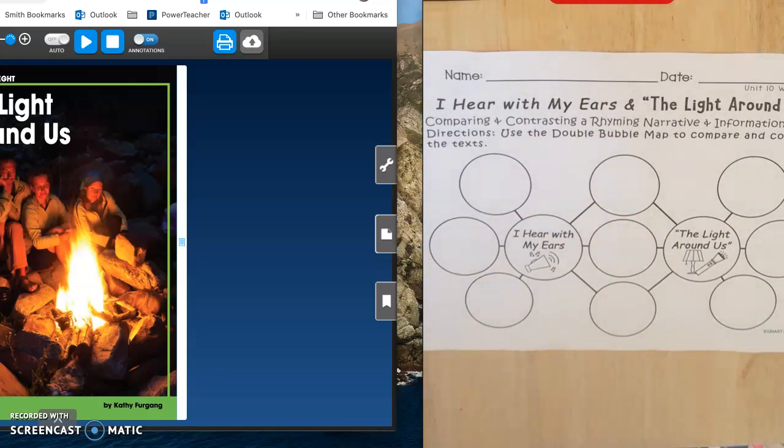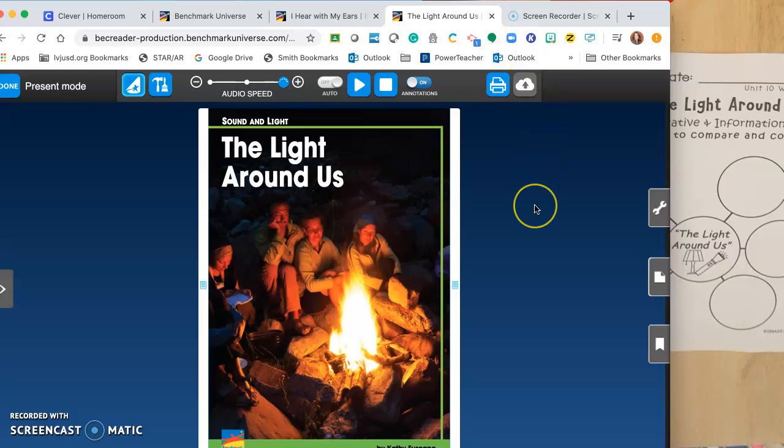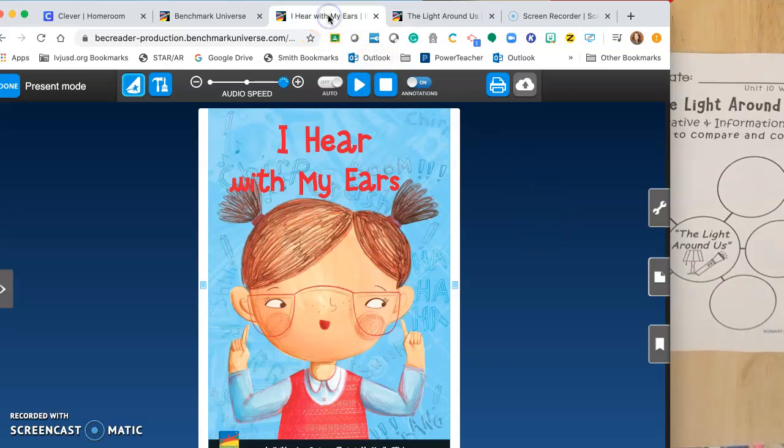So we have been reading The Light Around Us all week, so I'm not going to reread that text. If you need to reread it yourself, you can go to Benchmark and reread the text. We are going to read I Hear with My Ears one more time since it's been a while since we've read that. Okay, I Hear with My Ears.